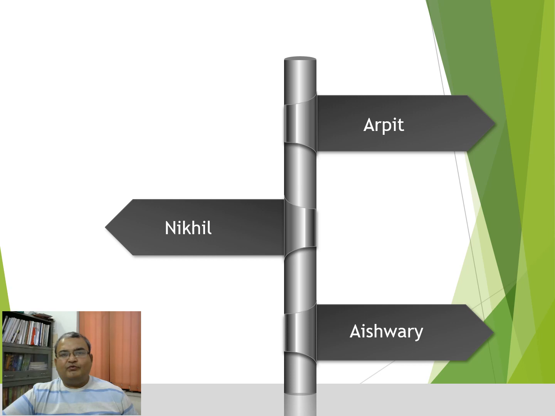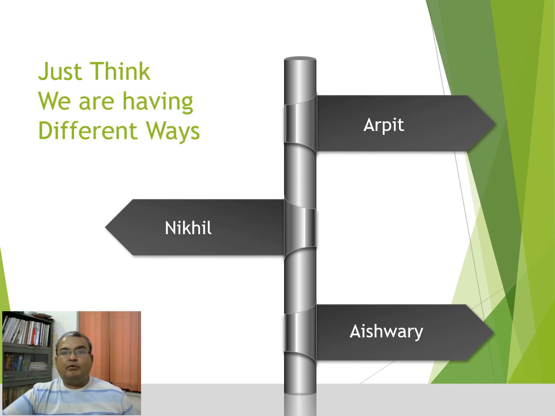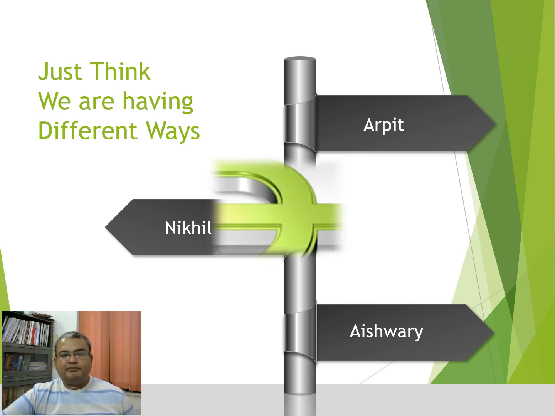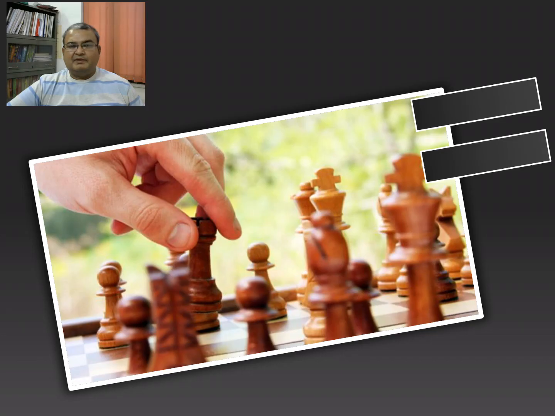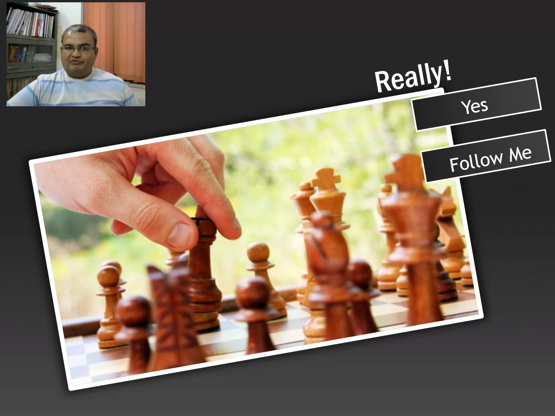That is, we have different ways to solve the same problem, because our friends in the class, Arpit, Nikhil as well, can move in different directions for the same problem. That is, a kinematic problem can be solved in multiple ways. Really? Think? Yes. Follow me.